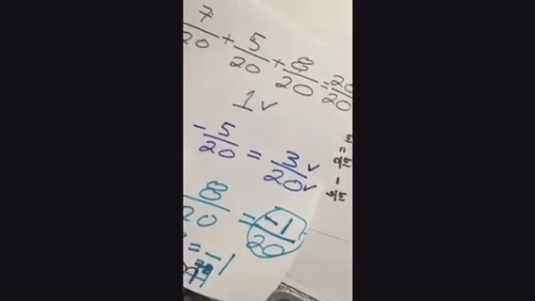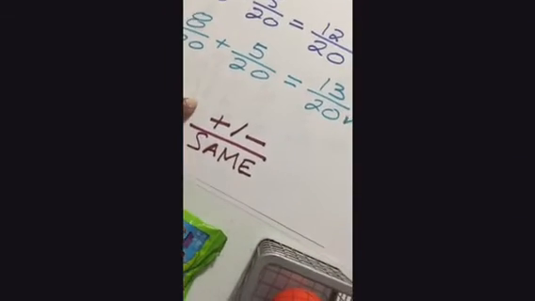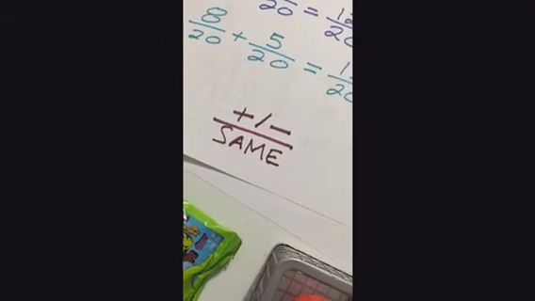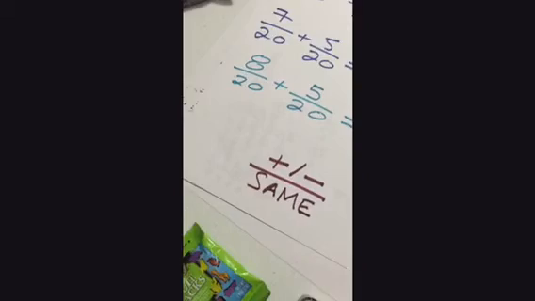Okay. So we'll leave off with one more thing. So what was our little formula that we came up with? Add or subtract, and the denominator stays the same. Yes, if the denominator is the same on the bottom.